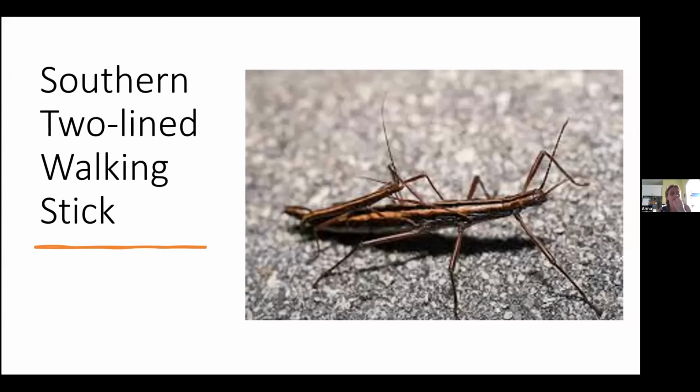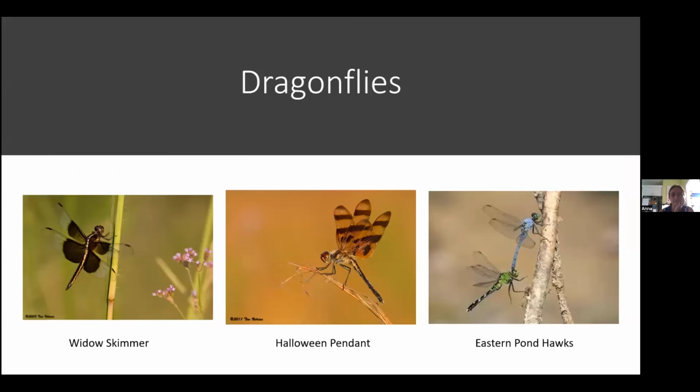Here's a southern two-line walking stick. For some reason, I see a lot of these in the upper 9th Ward and 7th Ward. They seem to like those neighborhoods. They're harmless. They kind of walk around. They eat plant detritus. That's the female there on the bottom, and the much smaller one on the back is the male. This is a very interesting, kind of startling insect to encounter. It's about 3 inches long, but again, harmless, just kind of interesting in our yards.